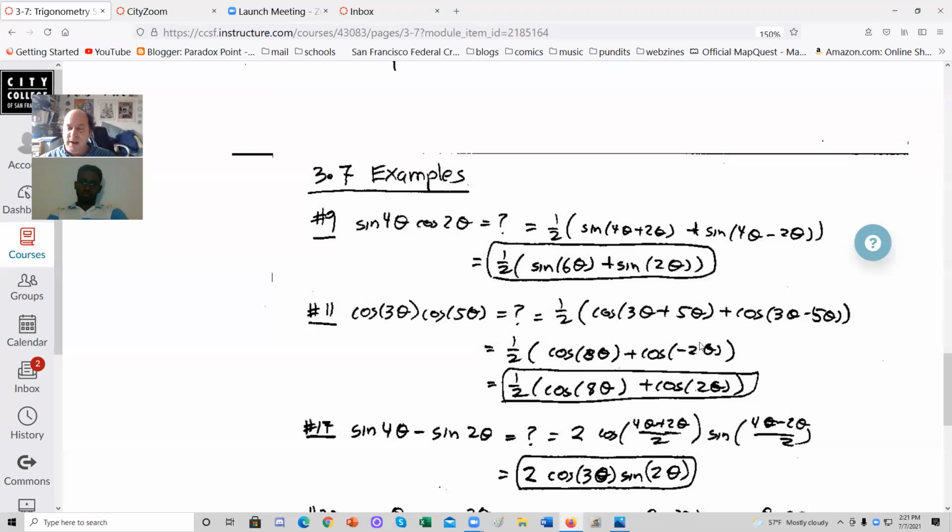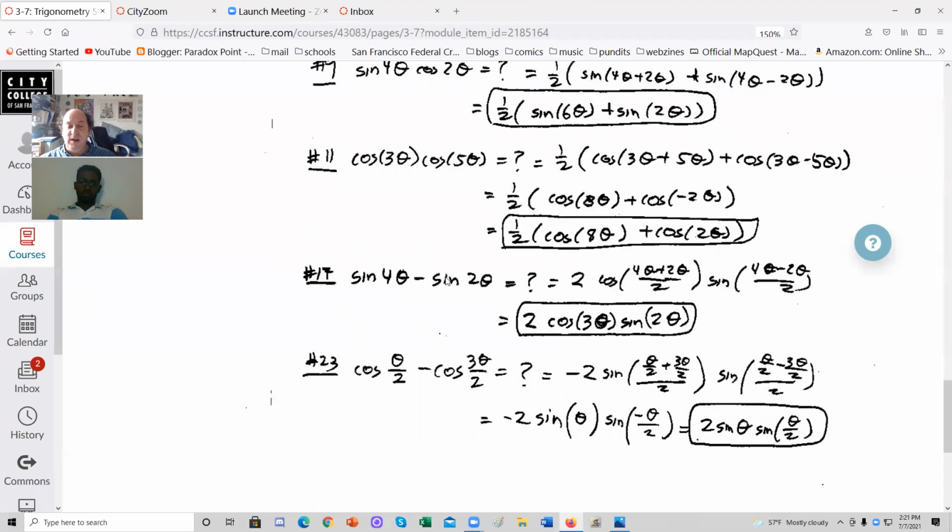This is not quite done. Now, we get to use the fact that cosine absorbs a negative. Cosine of negative 2 theta is the same as cosine 2 theta. Had this been a sine, the negative would come outside. So anyhow, we get a half, cosine of 8 theta plus cosine 2 theta.